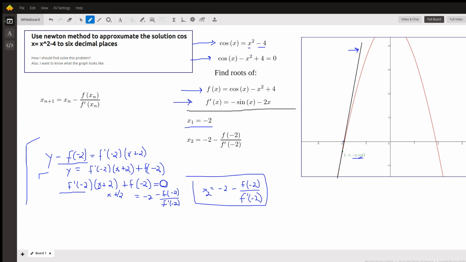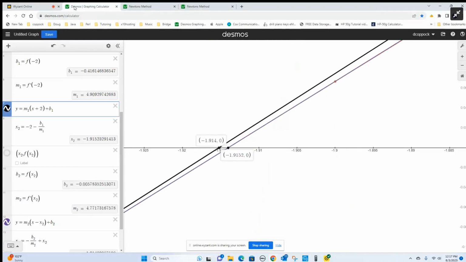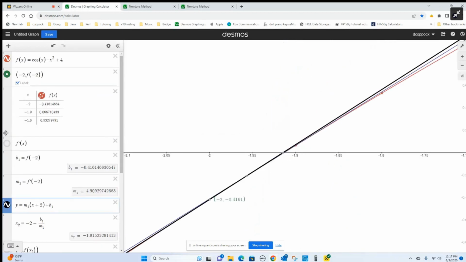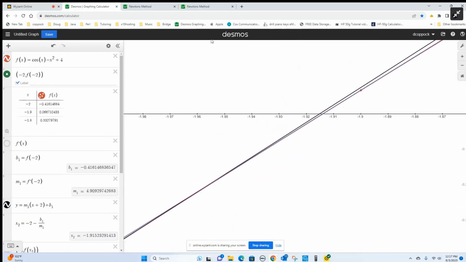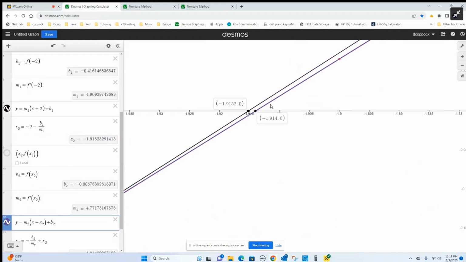Desmos. And there's the graph. Whoops, no, I wanted to go here first. So there are the two tangent lines. And if I narrow in on what's actually happening, it's hard to see, but here's where the tangent lines are crossing the x-axis. And you can see the second tangent line is much closer to the red graph. We're getting closer and closer as we use subsequent x values.